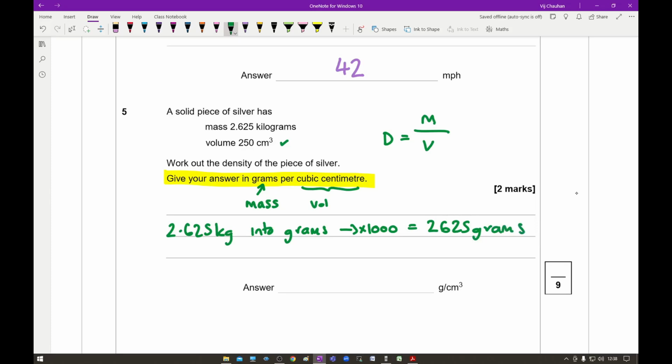And then it's just a case of putting it into the formula. So here I'm going to have that density equals mass, which is 2625, divided by 250. And if I type that into my calculator, I get an answer of 10.5.